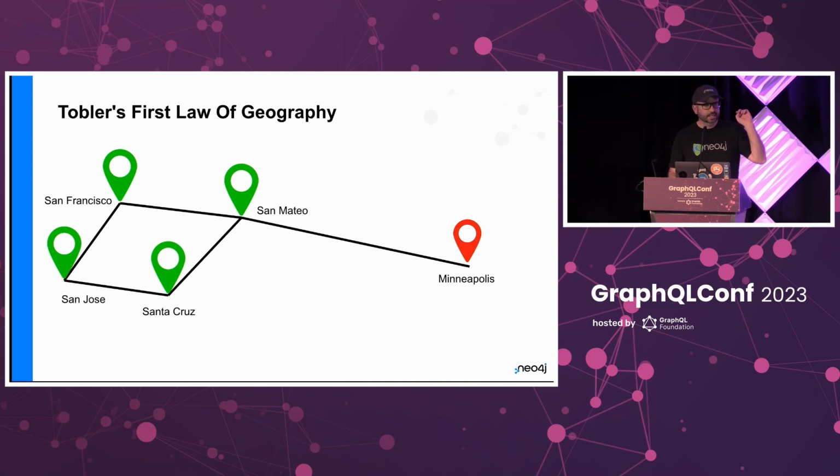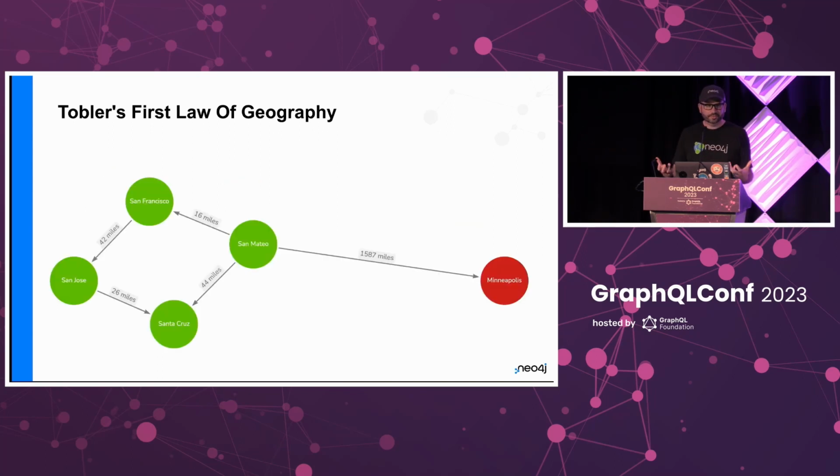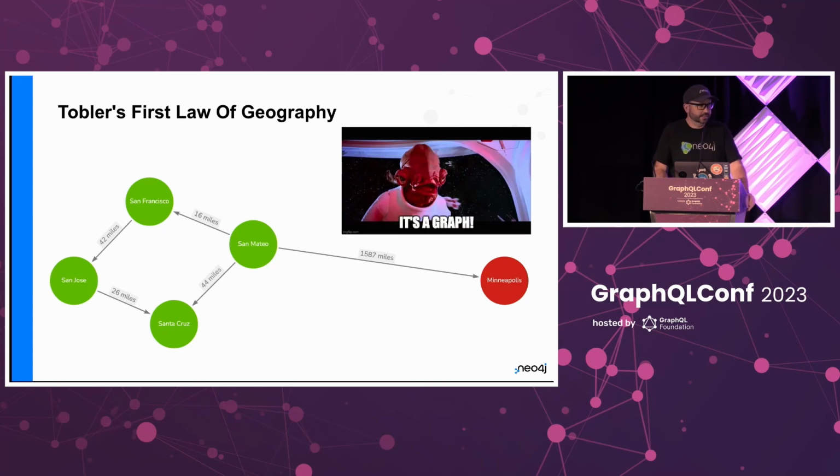We can say that San Mateo is closer to Santa Cruz, San Jose, San Francisco. So those things are more alike than, say, San Mateo and Minneapolis, which I was at for a conference a little bit ago. And we can quantify that, right? We know the distance between these cities. What really struck me and resonated with me is that this is a graph. This is how we think about data.